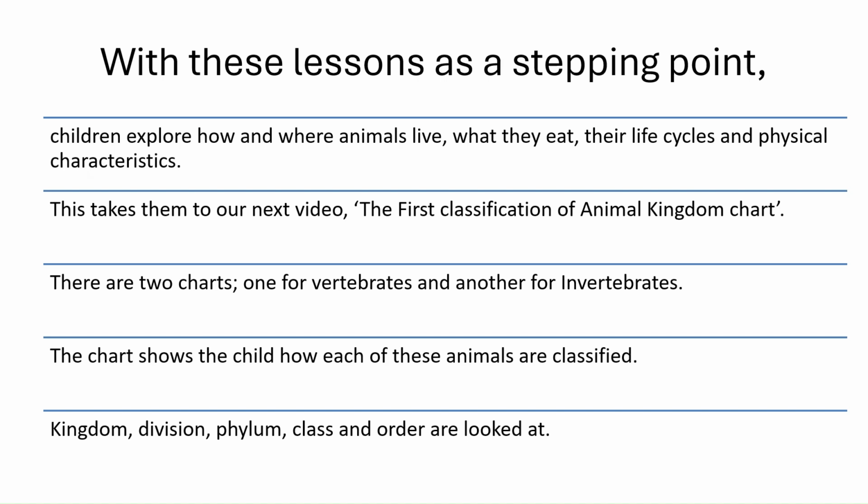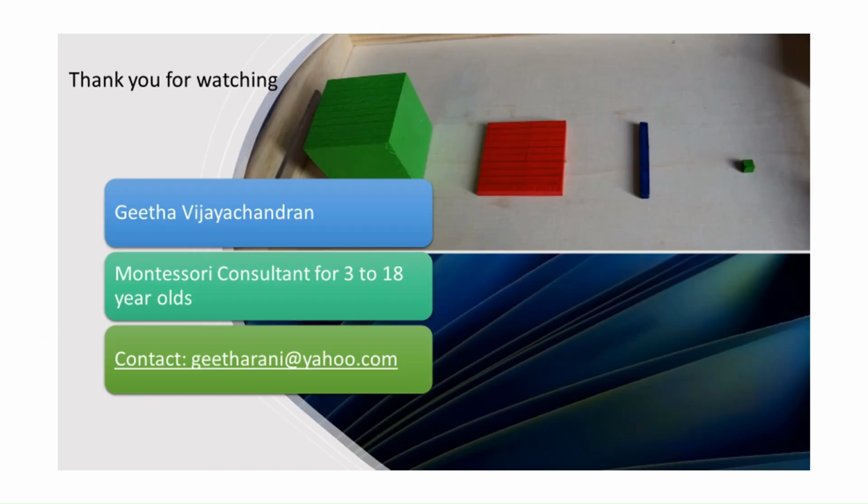With these lessons as a stepping point, children explore how and where animals live, what they eat, their life cycles, and physical characteristics. This takes them to our next video, the first classification of animal kingdom chart. There are 2 charts, one for vertebrates and another for invertebrates. The chart shows a child how each of these animals are classified. The kingdom, division, phylum, class, and order are looked at. This brings us to the end of the second part of the zoology program called Internal and Other Parts.